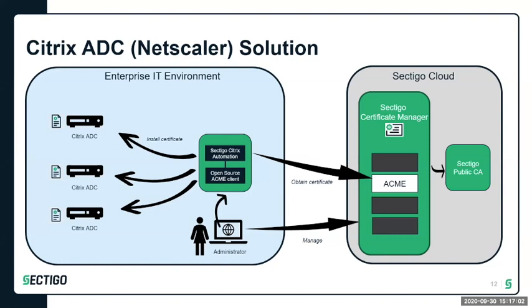I just wanted to show you a little bit of a high-level architectural diagram. The administrator is going to issue a command via a tool that we have written. That tool is going to leverage Certbot, an ACME client, and essentially issue a certificate from Sectigo Cloud. But that is not just the value proposition. What we have done is we have scaled the operation up so that the tool would be able to reach out to multiple Citrix ADCs.